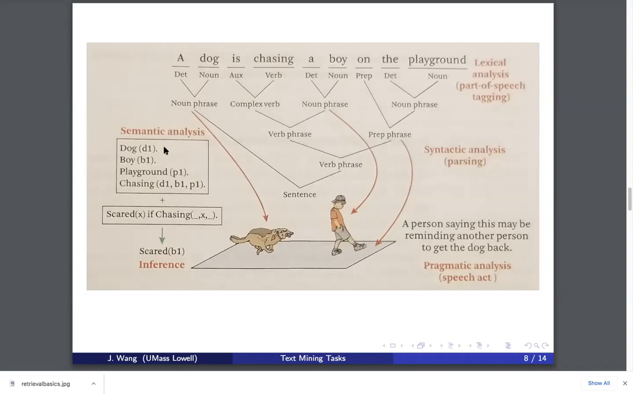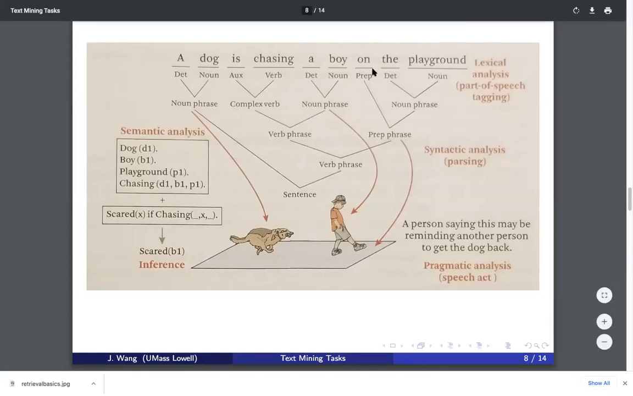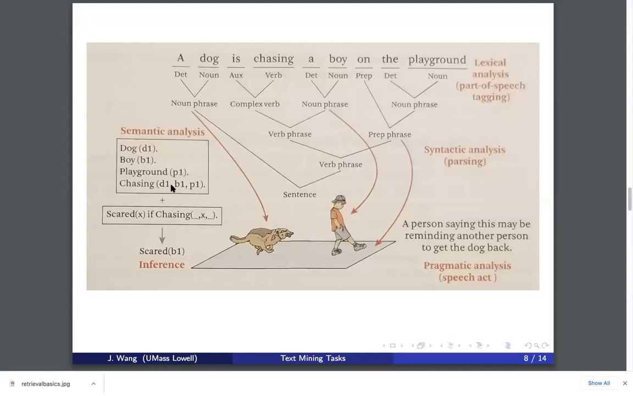Now, for the semantic analysis, it basically tries to come up with a predicate. So let's use D1 to represent dog, B1 to represent boy, and P1 to represent playground. Then this sentence, from its meaning, is chasing. So this is a predicate. Okay, this is a verb. So we can think of a verb as a predicate. So this is D1 dog, B1 a boy, P1 a playground. Okay, so the whole sentence is now compressed into the following predicate.